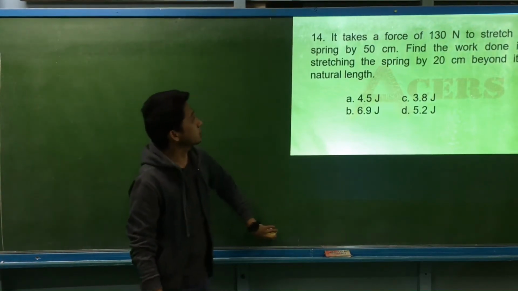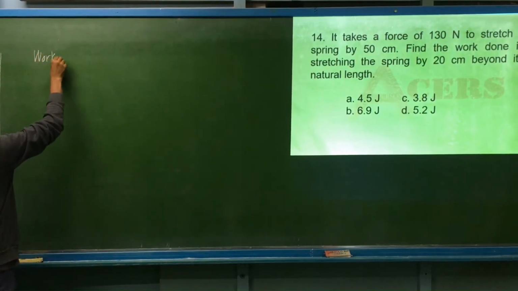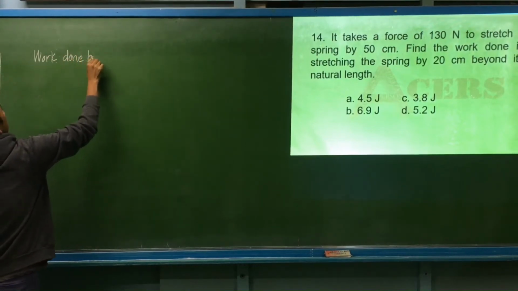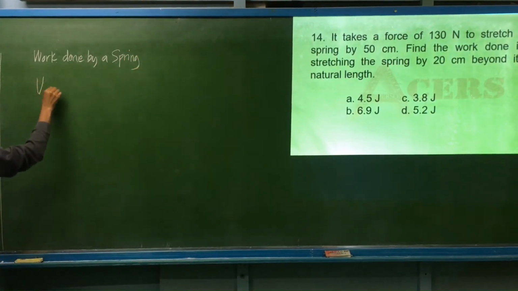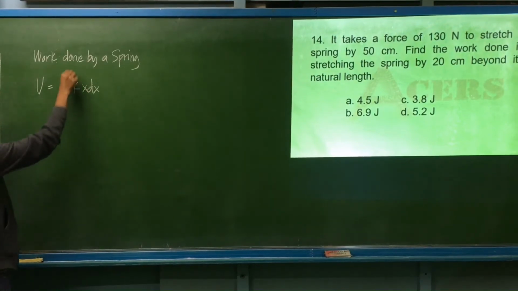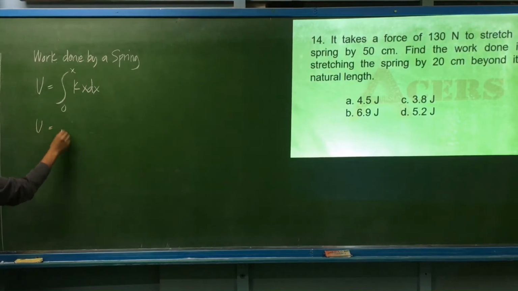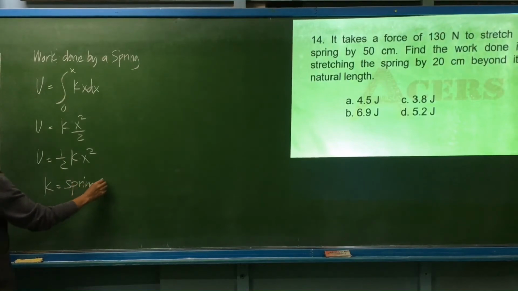Okay, so problem number 14, this is work done by a spring. The work done by a spring is equal to the integral of the spring constant times x dx. If we integrate this term from 0 to x, the work is equal to k times the integral of x dx, that is x squared over 2. Or simply, the work done by a spring is 1/2 k x squared, wherein k is the spring constant.